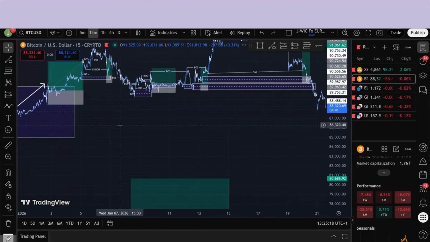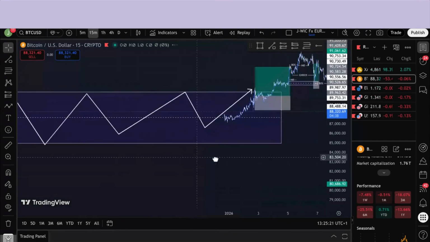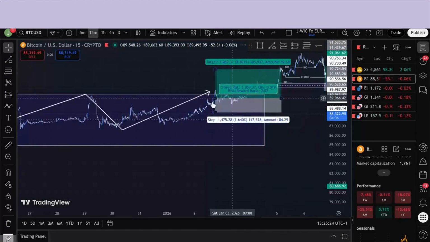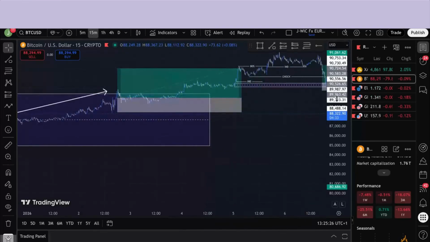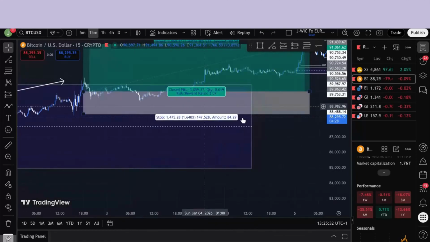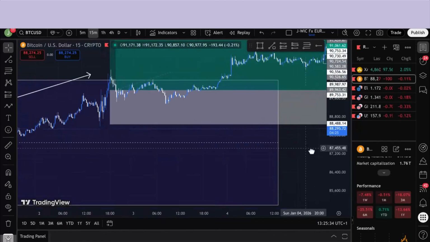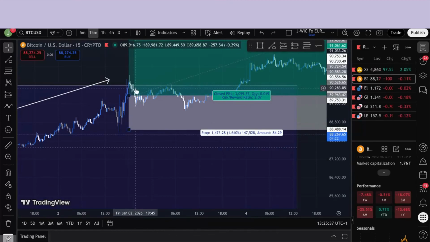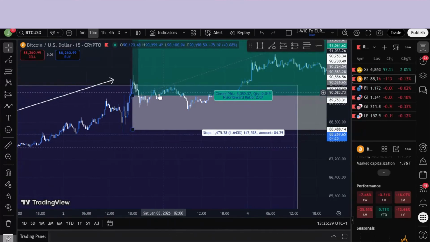Where is it? All right, here it is. Then go to your 15 minutes. As you can see, you have your break there, with the body of the candle breaking out of the box. Okay, when it got there, I just had to wait.